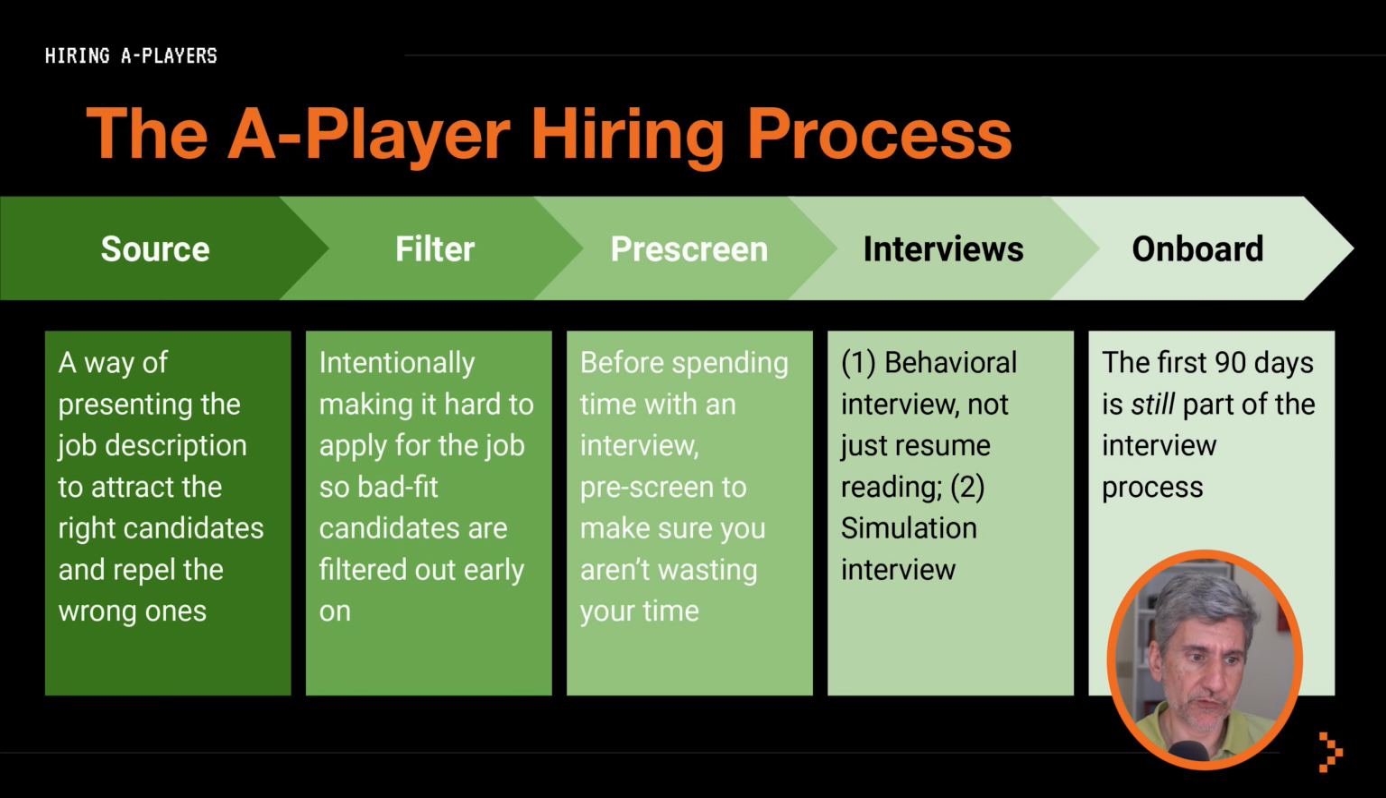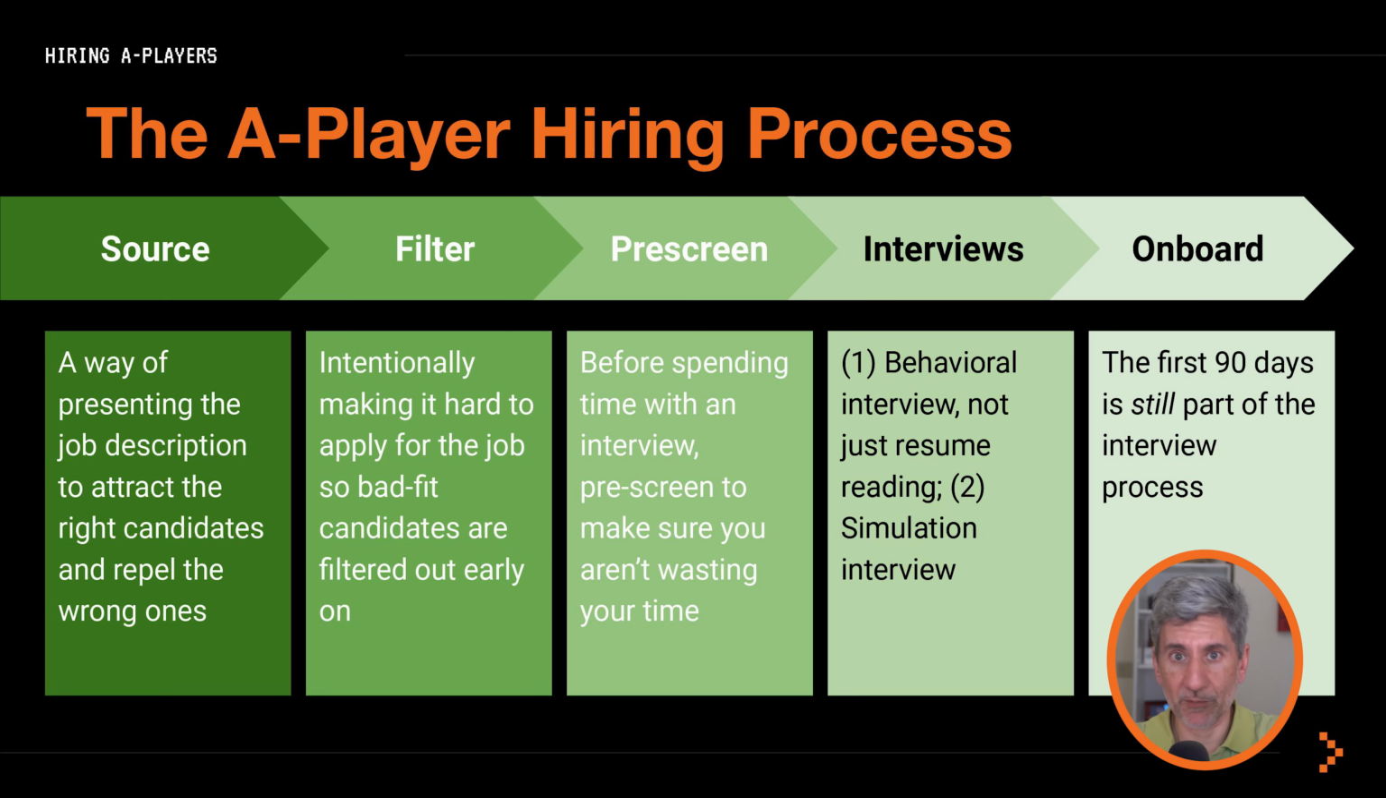So let's go through each one of those. So first is the source of the candidates. Where are you getting them, and who are they, and what are their attributes? So you first need a way of presenting the job description to attract the right candidates and repel the wrong ones, because we don't even want to be talking to the ones that are a bad fit. So the earlier we can screen them out in the sourcing, the better.